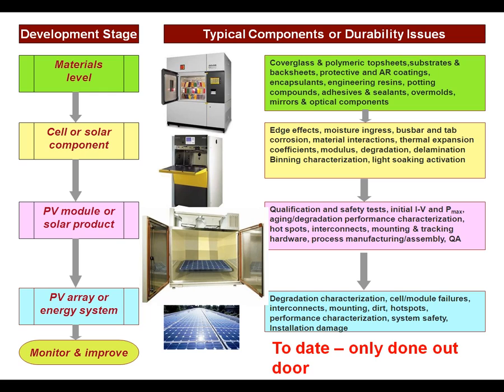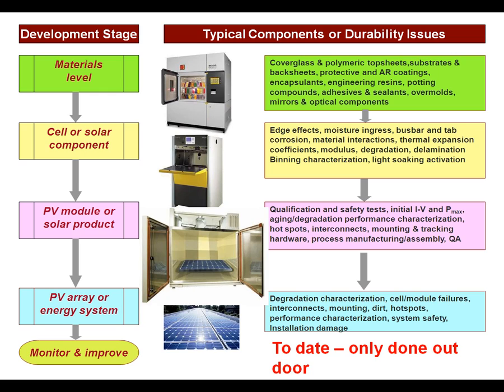So let's look more specifically then at some of the types of issues we'll encounter at the different levels of development. At the materials level, you'll be testing things like cover glass and polymeric top sheets, substrates and back sheets, protective and anti-reflective coatings, encapsulants, and so forth. You're asking again to see if these materials are going to be suitable. You do the screening process of the available materials and weed out the ones that don't look like they're viable. And this kind of testing is usually done in, I would say, a conventional weathering instrument. All of the polymeric materials manufacturers have instruments like the one pictured here to do exactly the type of testing that I've just talked about.